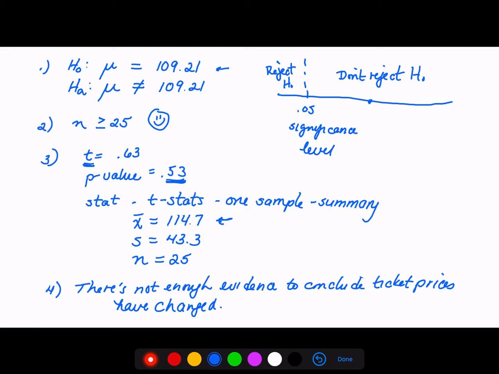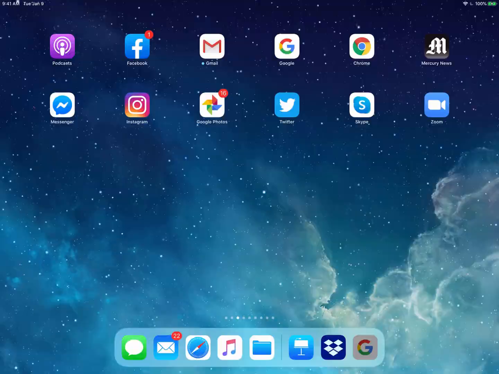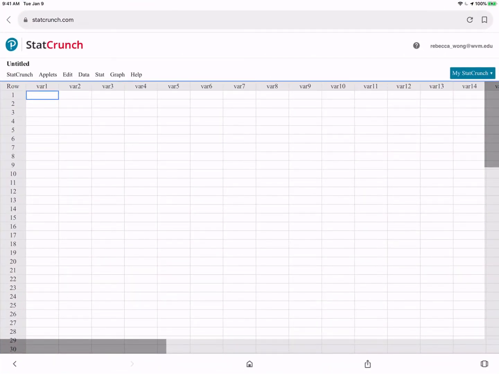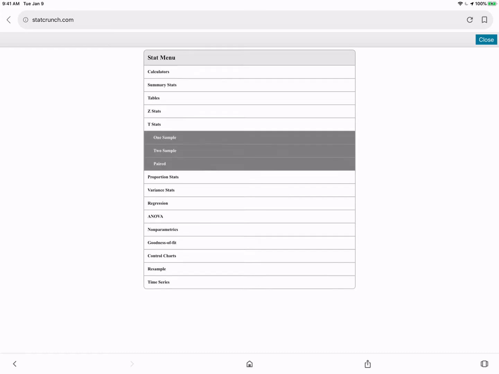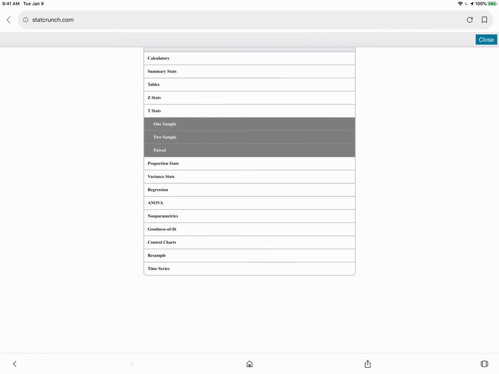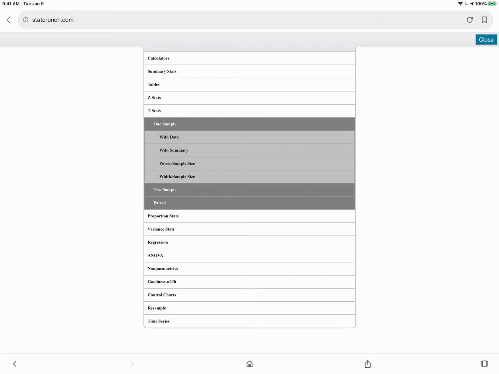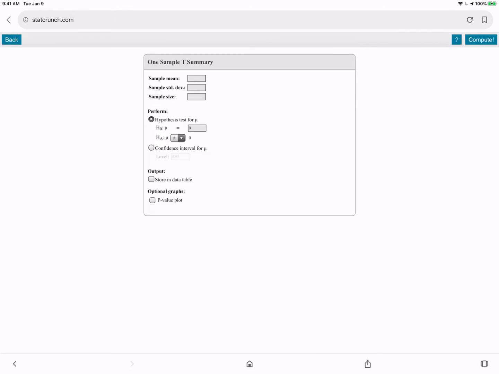Now the second part is going to ask us to do a confidence interval. So I'm going to show you how to do both the test statistic and p-value for the hypothesis test and the confidence interval as I navigate to StatCrunch. Then we'll talk about interpreting our confidence interval. So let's go to StatCrunch. And again, we go to Stat, t-stats, because we're asking for a t distribution for our test statistic. We have one sample, and we have a summary.